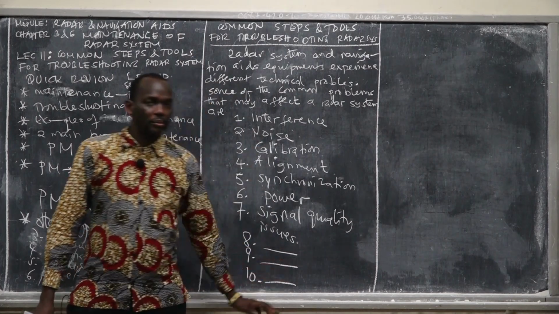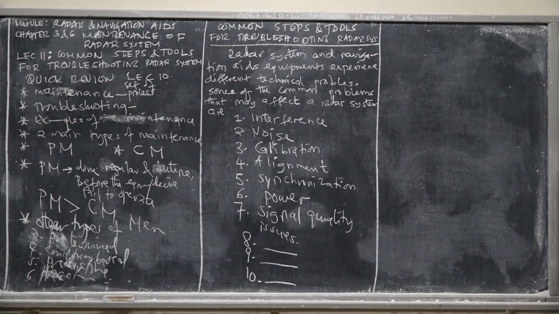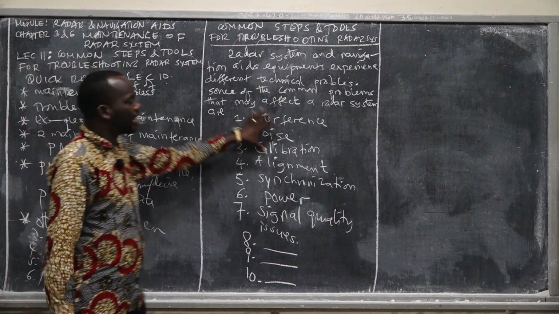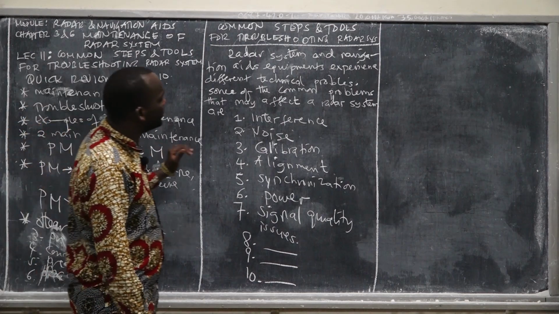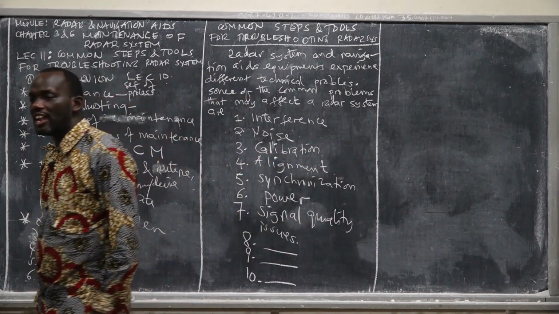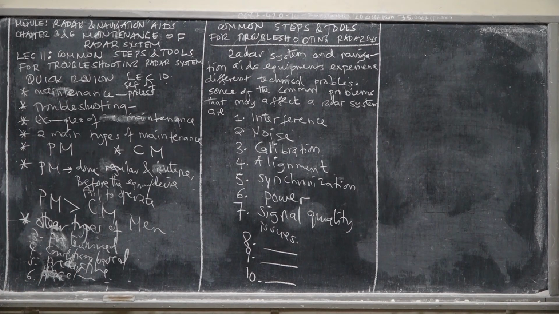Among these 7 problems, which one did the technicians of TCAA present to us as their common problems, or the common problems that our Tanzanian radar system experienced? Which one? And I'm very unhappy that no students asked me that question. So wait, I will ask you.